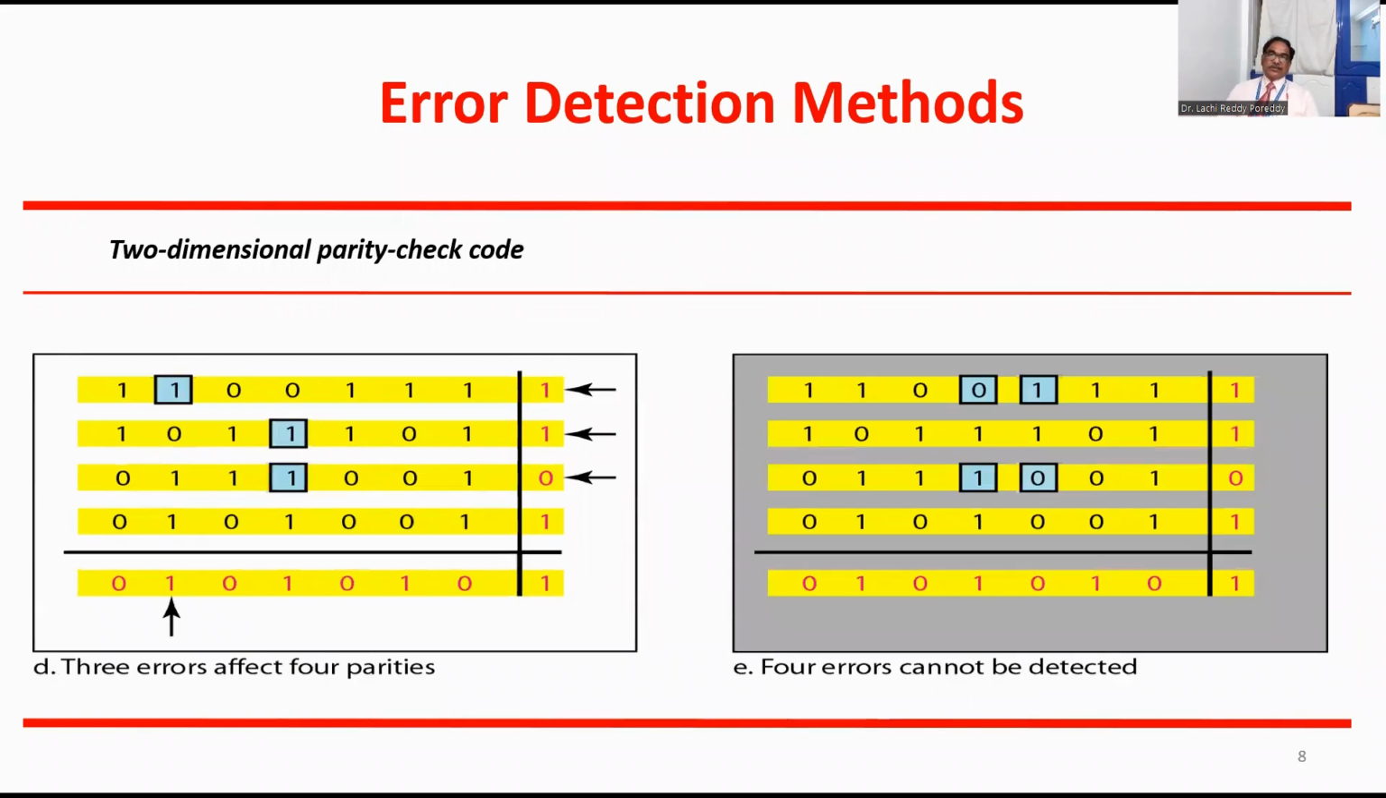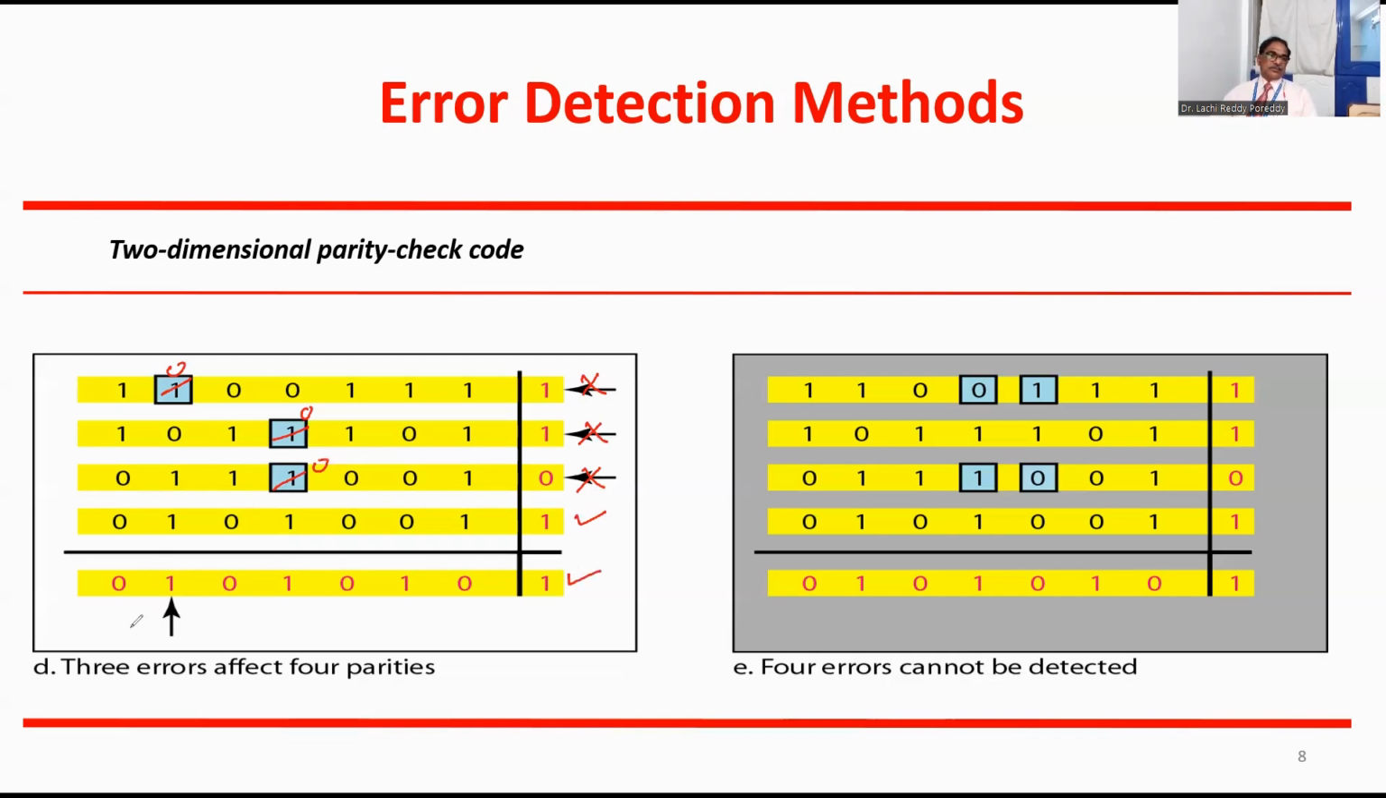In the next screen, suppose now there are 3 errors. If you see this, instead of 1, a 0 is received. Instead of 1, a 0. Instead of 1, a 0. Now let us see. In the first row, 1, 2, 3, 4, 5, odd, so error. The second row, 1, 2, 3, 4, 5, odd, error. And third row, 1, 2, 3, odd, so error. Fourth row, even, no error. Last row, even, no error.